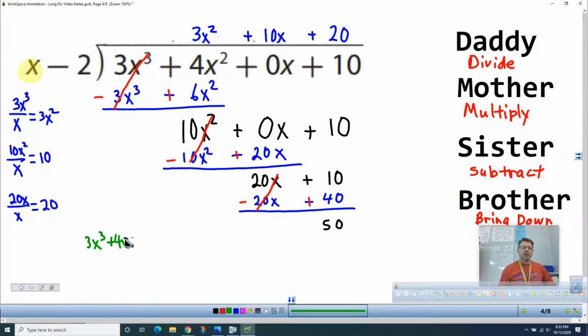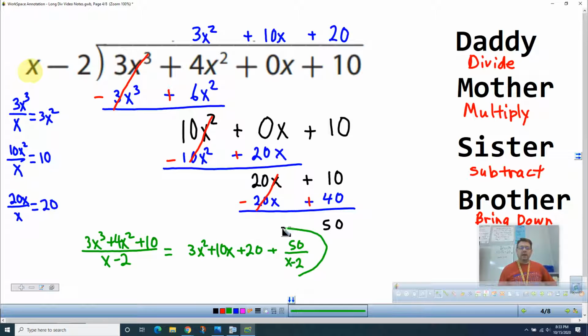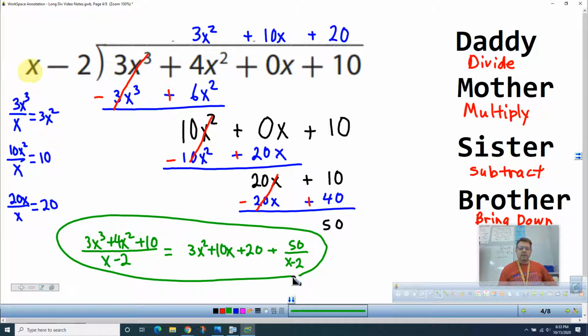plus 4x squared plus 10. So you don't have to put the 0 now. Divided by x minus 2. You're going to get 3x squared plus 10x plus 20 plus 50 over the divisor, x minus 2. And that is how you can write that answer. Okay?